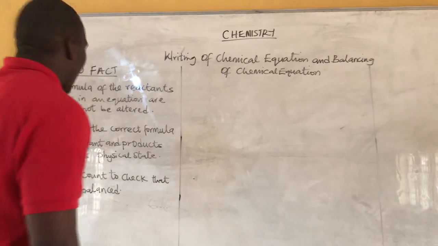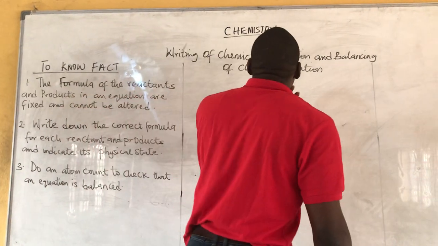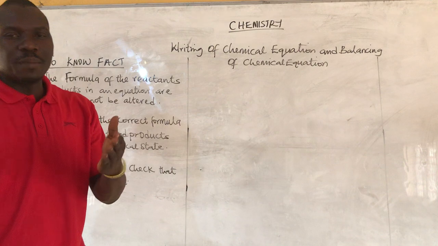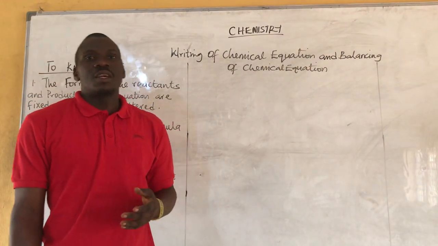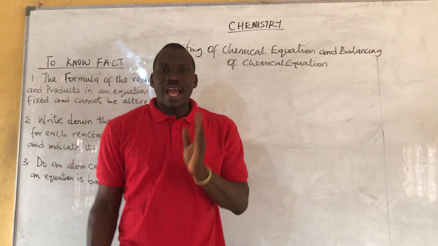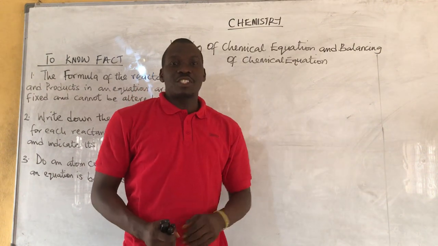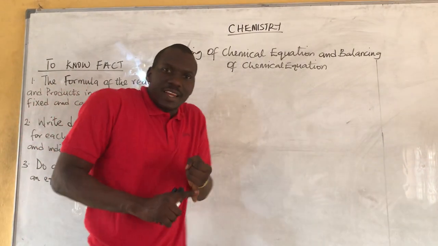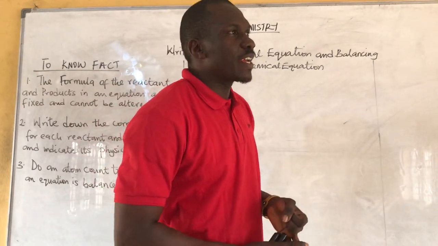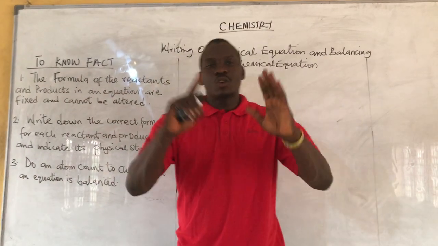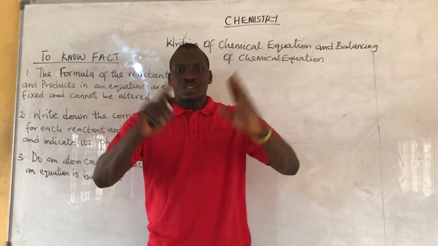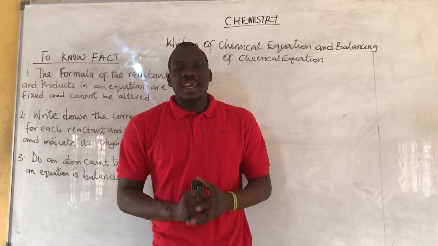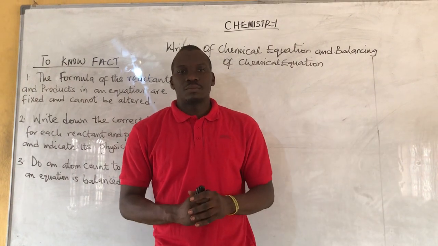Writing of chemical equation and balancing of chemical equation. From the knowledge of what we have been teaching in the previous classes, we are going to transfer the knowledge to this place. The knowledge of valences, the valences of the radicals, the group of elements, is going to help us to write a good equation, to help us to write a balanced equation.